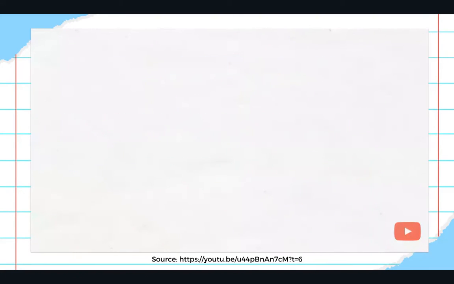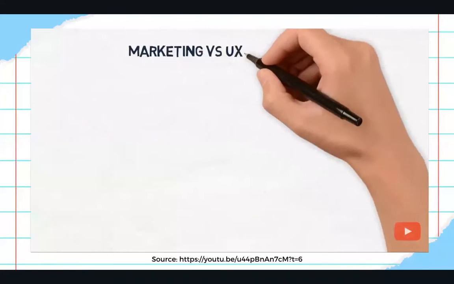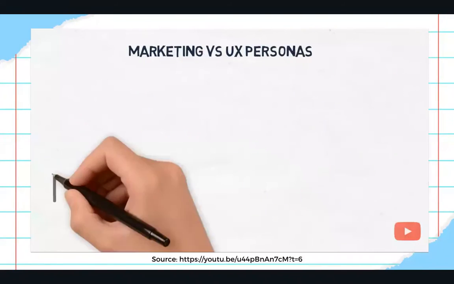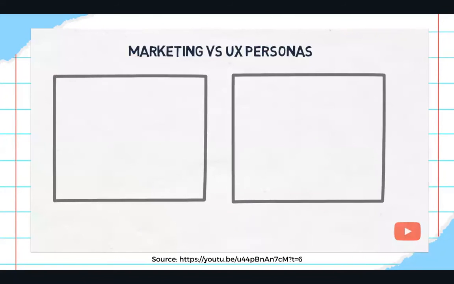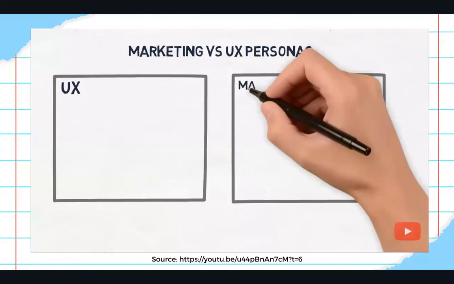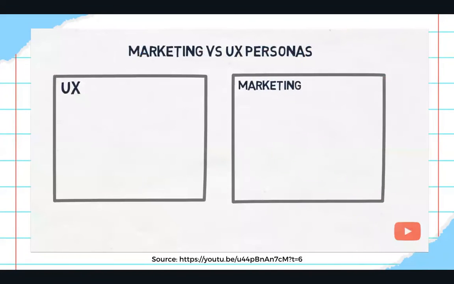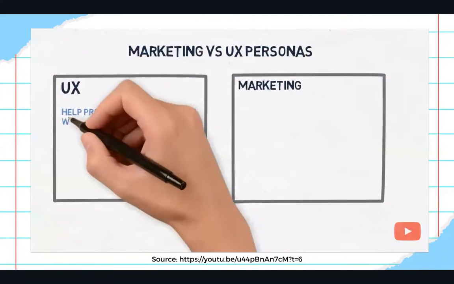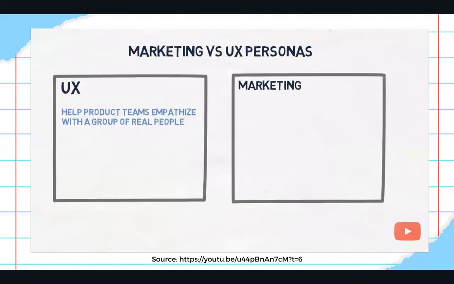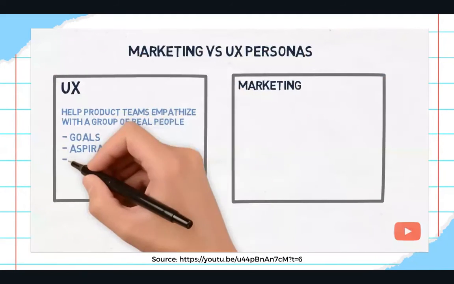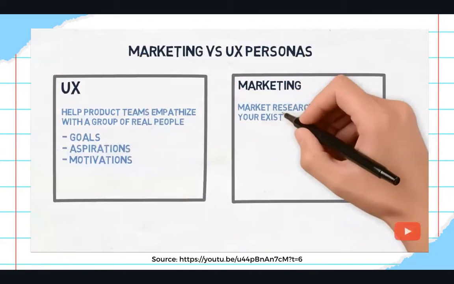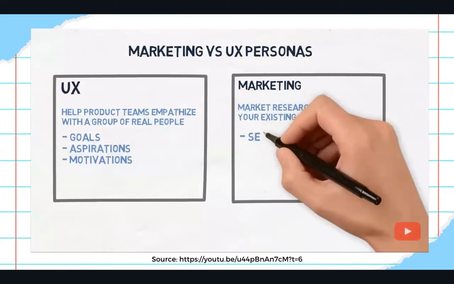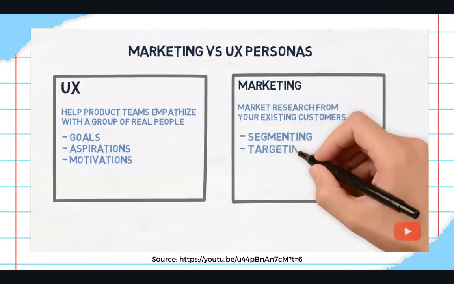There are 2 main types of personas: marketing personas and UX personas. We are going to focus on UX personas, which are created to help product teams empathize with a real group of people to understand their goals and aspirations. UX personas are created from various research methods and are used to drive product user experience. Marketing personas are based on market research from your existing customers, which is useful for segmenting and targeting.